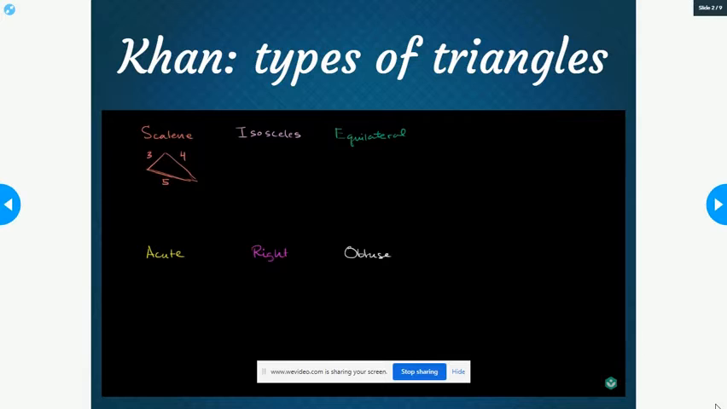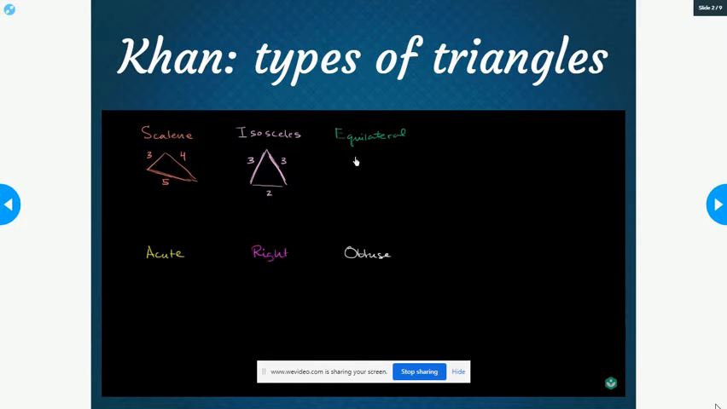Now, an isosceles triangle is a triangle where at least two of the sides have equal lengths. So, for example, this would be an isosceles triangle. Maybe this has length 3, this has length 3, and this has length 2. Notice, this side and this side are equal, so it meets the constraint of at least two of the three sides have the same length.